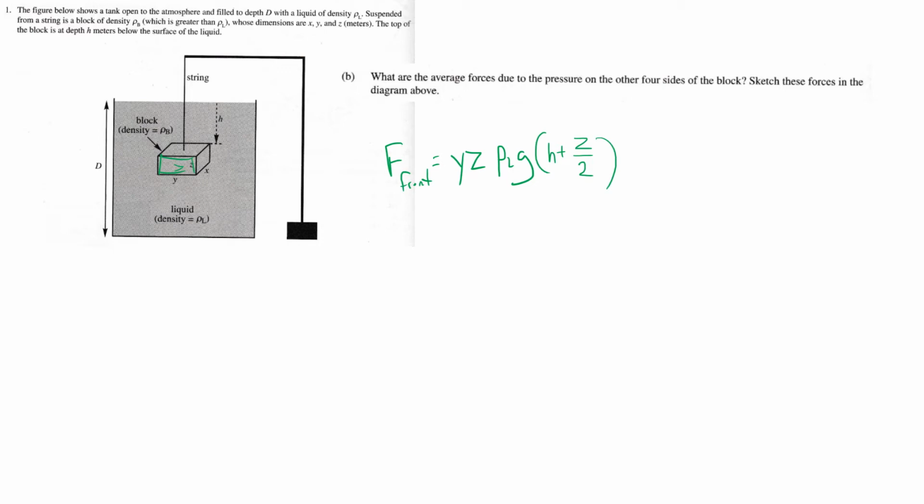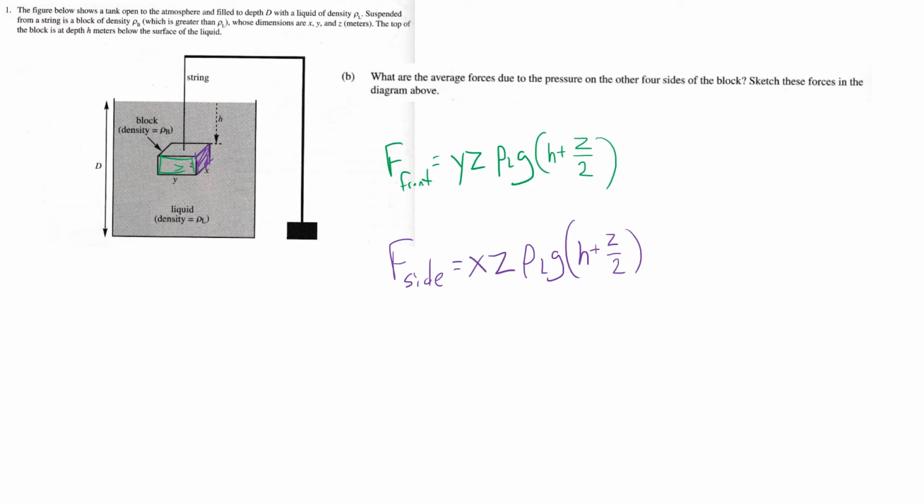Gorgeous. Now, there's another side here. We are going to figure out the force on the side. By side, we're talking about this one right there. It's going to be almost the same, but it has a different area. It's a Z and an X, so we'll say it's X Z times rho L G. How far down is it? Well, the middle of it is going to be H plus Z over 2. Bada bing, bada boom, and those are your two sides.